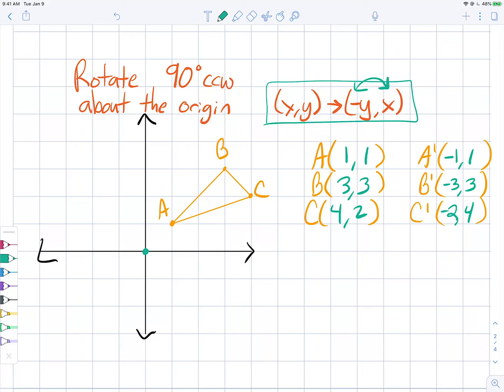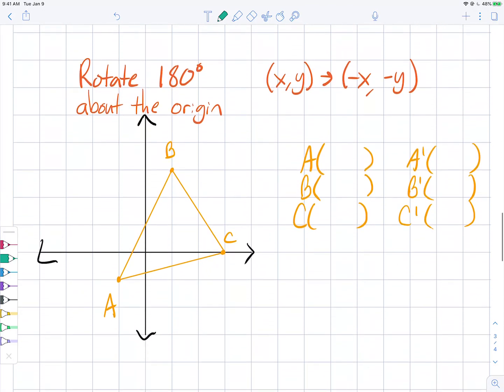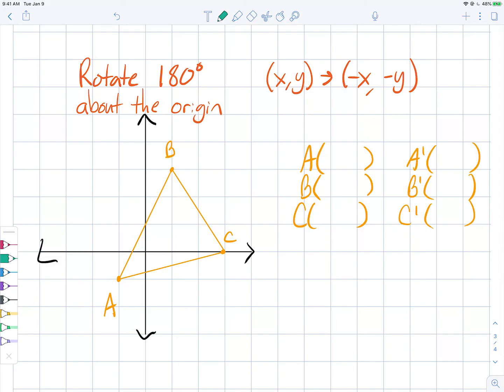So if I graph those points, negative 1, comma 1 is my A prime. Do not forget your prime notation. Negative 3, comma 3 is my B prime. And negative 2, comma 4 is my C prime. So if I were to rotate triangle ABC, I would get triangle A prime, B prime, C prime. So that is a 90-degree counterclockwise turn right there. Let's try one more. 180 degrees around the origin.